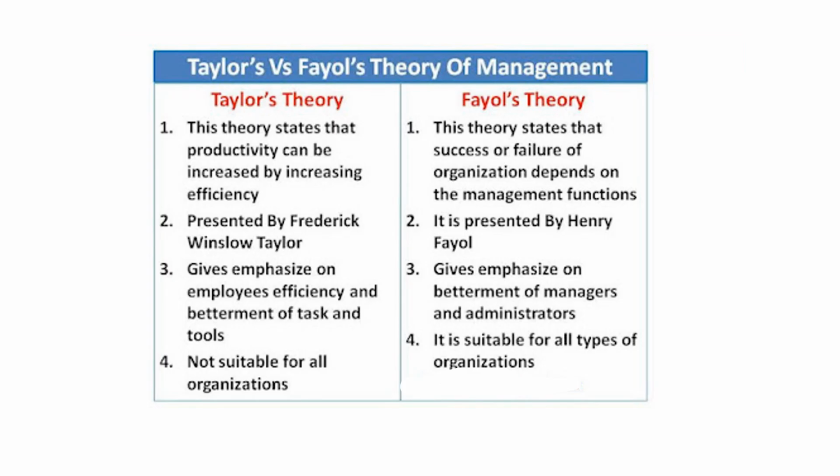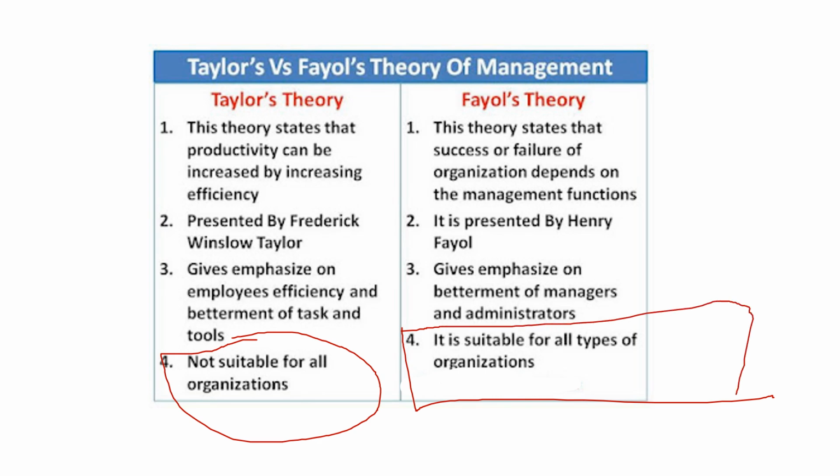Difference between Taylor's theory and Fayol's theory. Please remember this point. Taylor's theory is not suitable for all organizations, but Fayol's theory is suitable for all types of organizations. Taylor's theory gives emphasis on employees' efficiency and betterment of tasks and tools, and Fayol's theory emphasizes the betterment of managers and administrators.